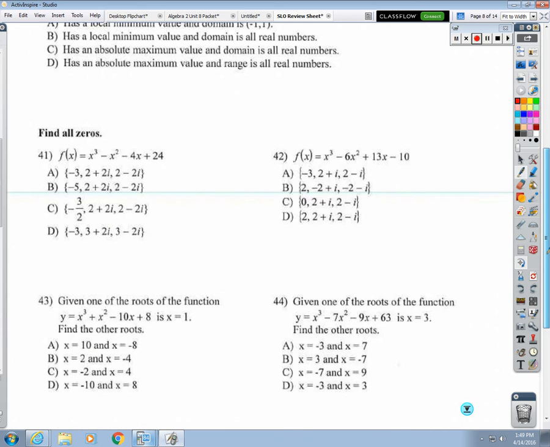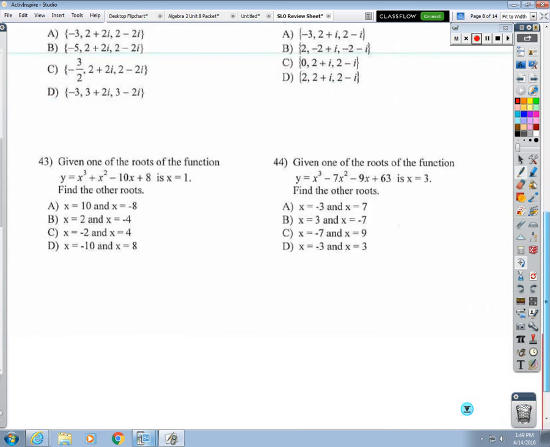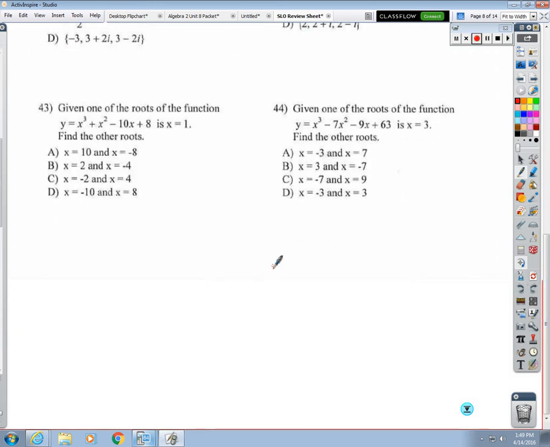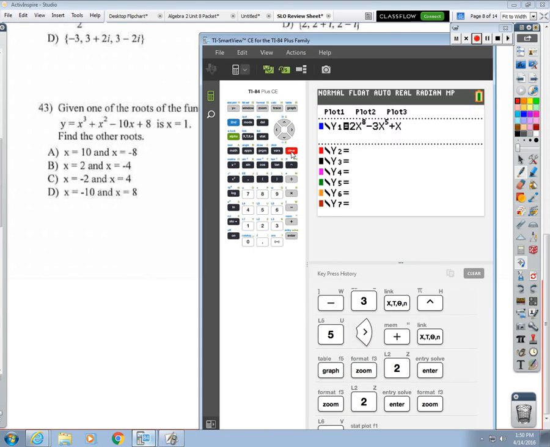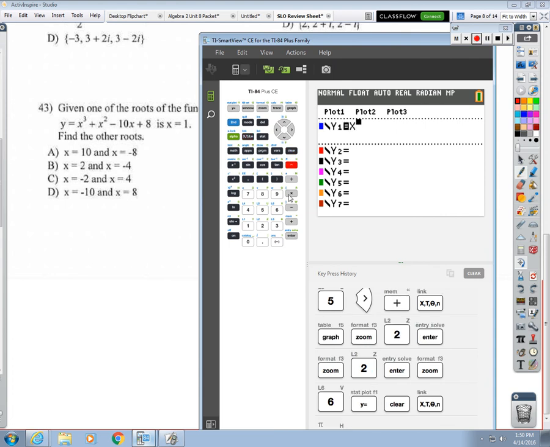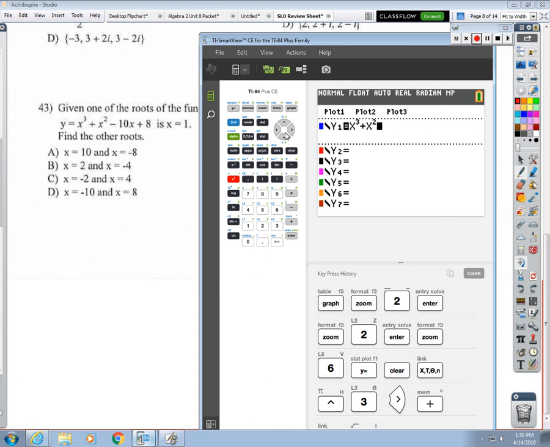Okay, we're going to save 41 for last. 43. Given one of the roots of the function is 1, find the other roots. Okay, the first thing you need to do is graph it, because the roots are the x-intercepts. So with a picture, it's very easy to tell where the x-intercepts are. So go ahead and graph it. Yeah, 43.